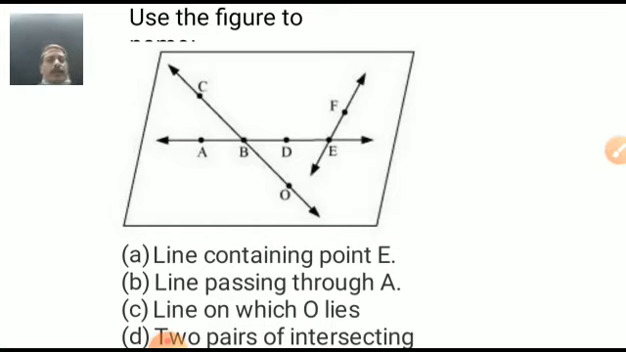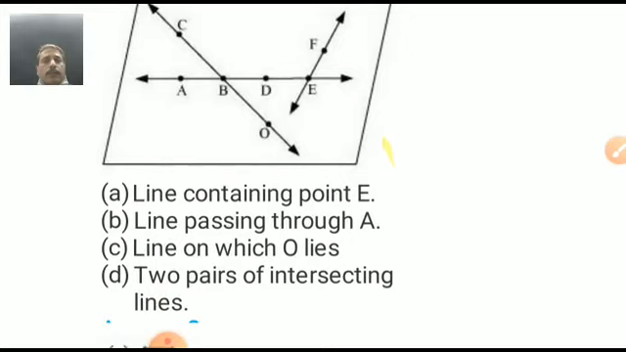B. Line passing through A. C. Line on which O lies. D. Two pairs of intersecting lines. Students, just check the three lines. The first line we can say is horizontal, containing points A, B, D, E. The second line we can consider CBD, CBO. The third line we can say EF.